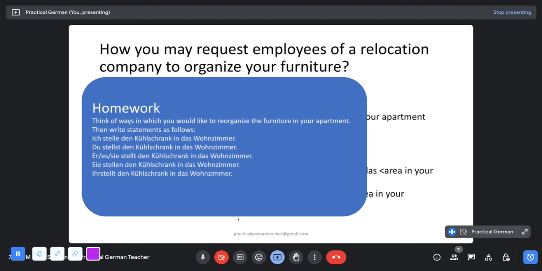Then we did this homework. I told you just to play this mental game of reorganizing your apartment, and just assume that there is someone, just think, for example, I think this will not happen, but let's say, I mean, I want to do it.